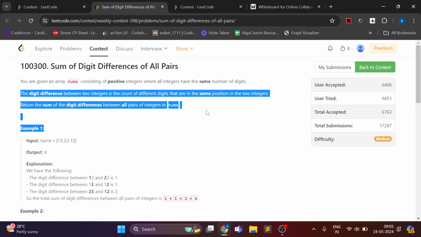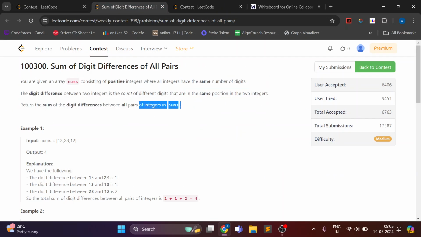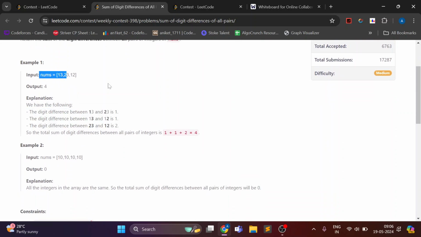This is also an easy question, but you have to just think digit-wise. In this question we are given an array of positive integers where all integers have the same number of digits, and the digit difference between two integers is the count of digits that are different in the same position in the two integers. And we have to find the sum of digit differences of all pairs of nums. So in the first case we are given the nums array as 13, 23 and 12.